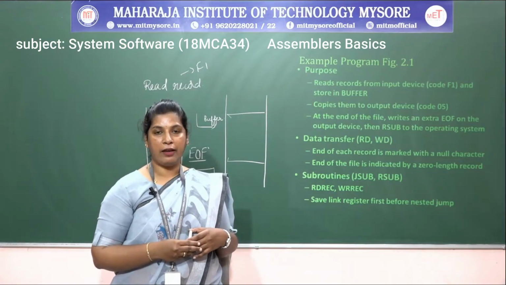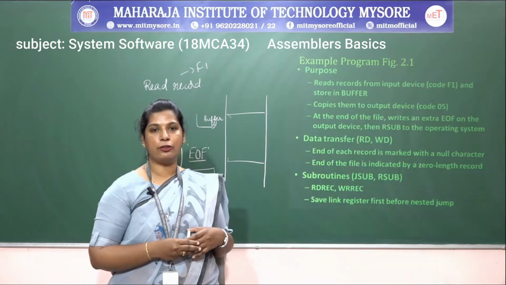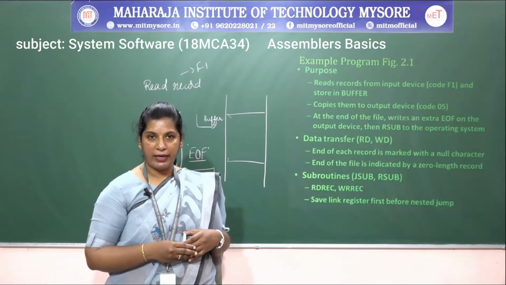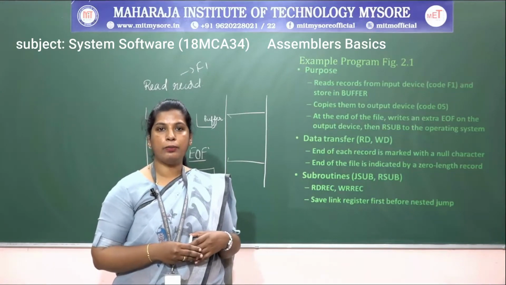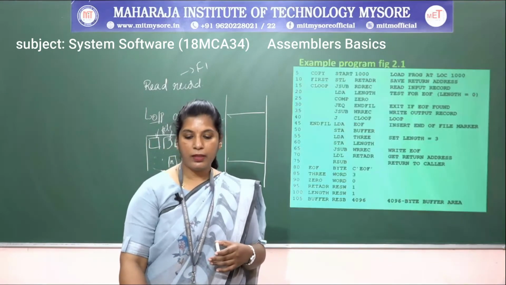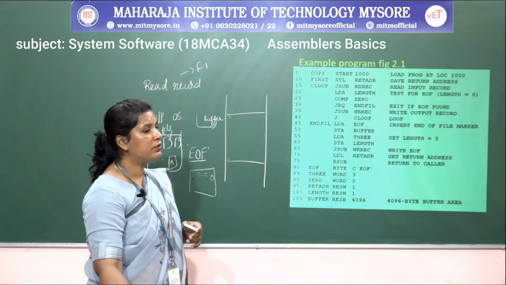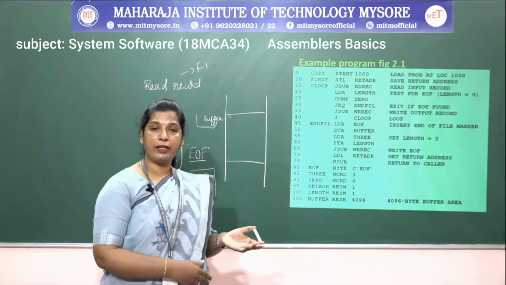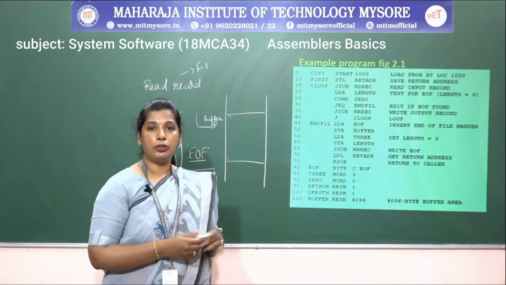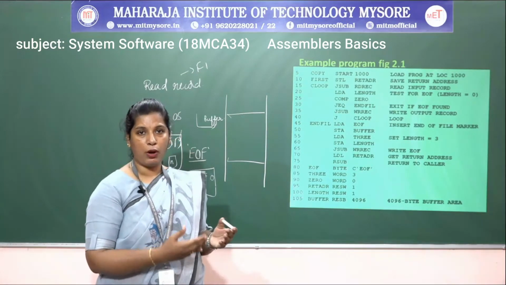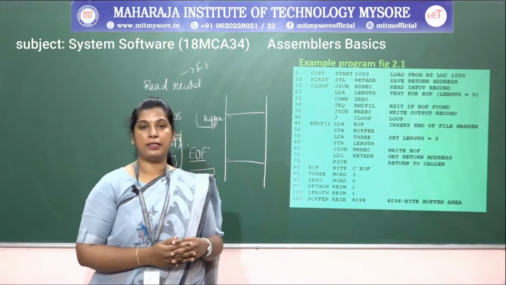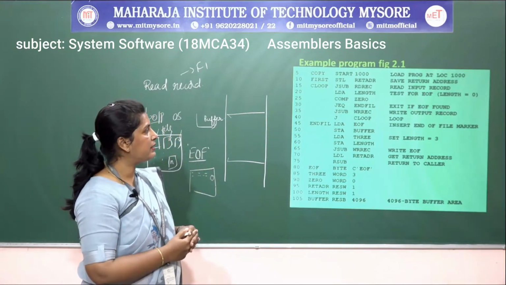If a record does not have any characters, it is a 0 length record, which means it is end of file. It means there are no more records to be displayed. This is the simple program mentioned in your textbook. They have taken the same program throughout your SS concepts and syllabus, hence I am going to explain the same thing.